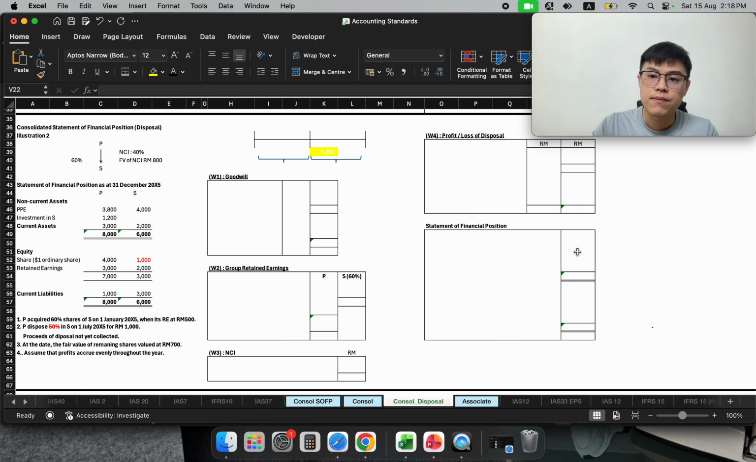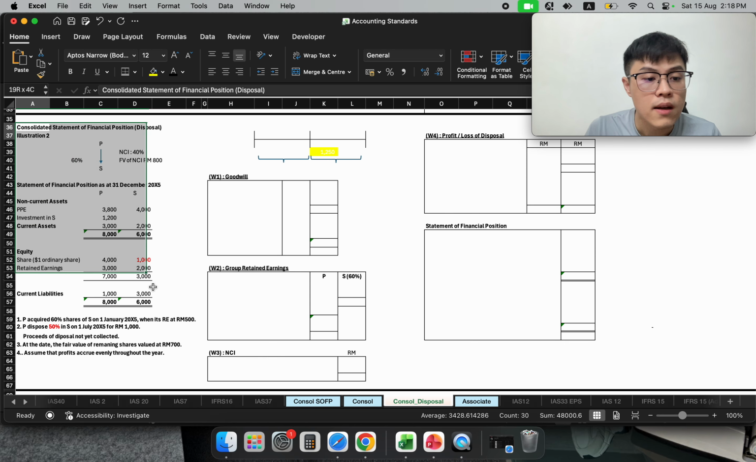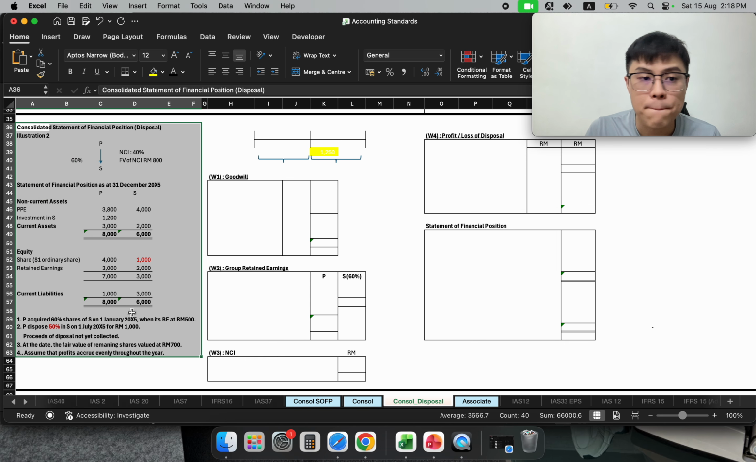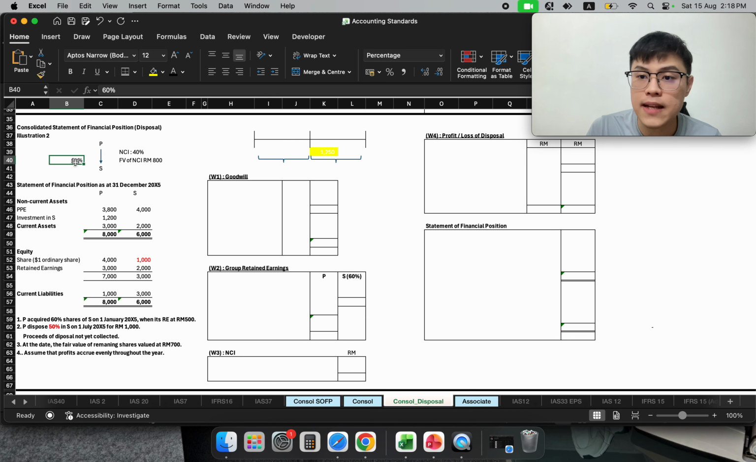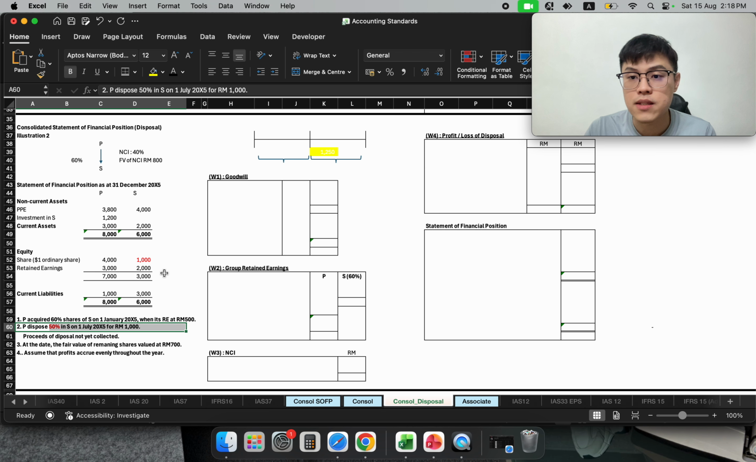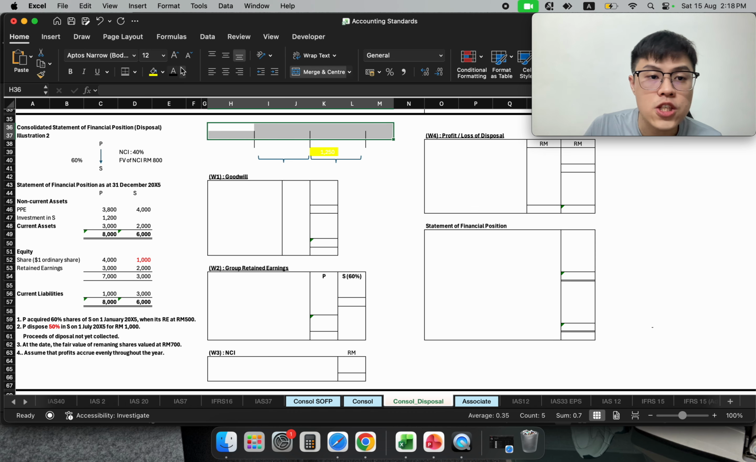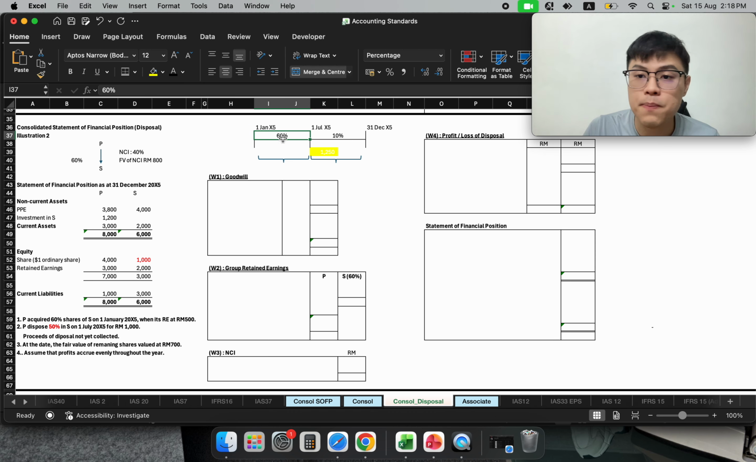In the sense that you still retain the coding. Now, the example is still the same. We are still holding 60% and we dispose 50% in S. Sorry, in this example you totally lose control. So initially we have 60% and we dispose 50%.